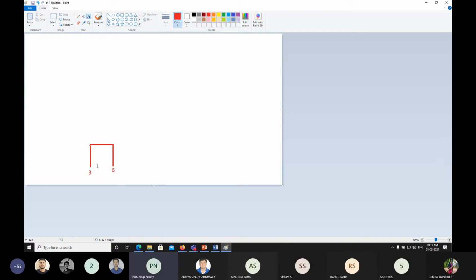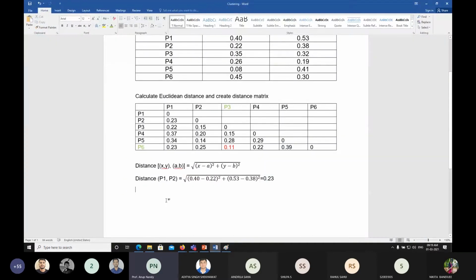Next you have to update the distance matrix. Now how to update it? To update the distance matrix, what you have to do? You have to use this formula: mean of, what was there? P3, P6.